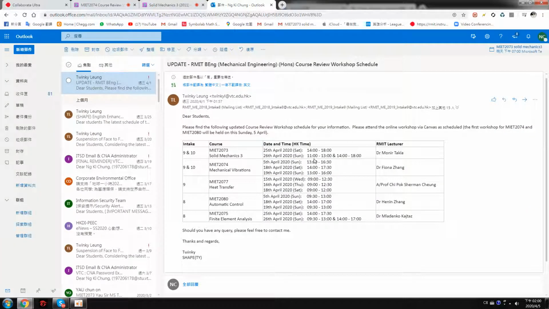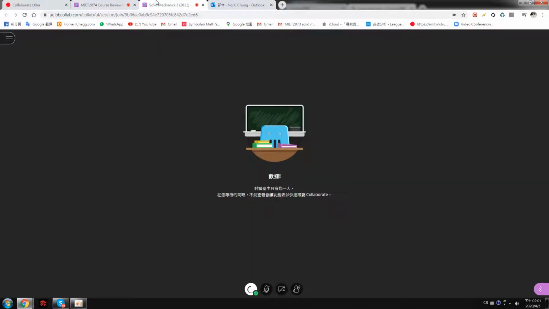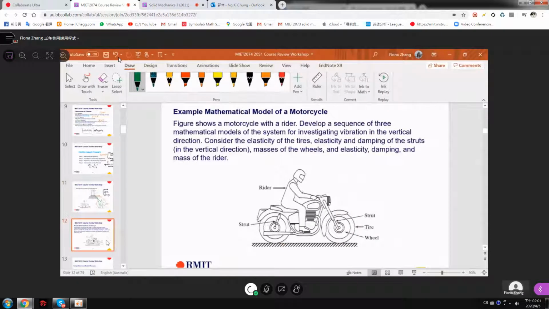So any questions here? Right, we take a look at another example to give you some sense of modeling first. You need to read carefully. Here it says the figure shows a motorcycle with a rider. Develop a sequence of three mathematical models of the system for investigating vibration in the vertical direction.